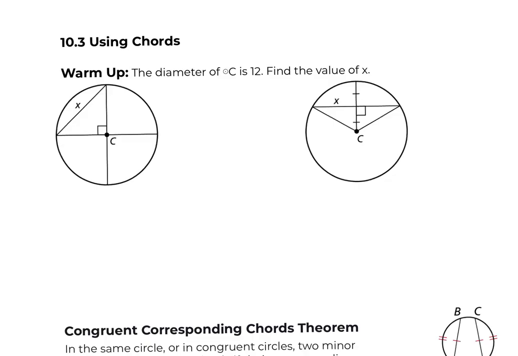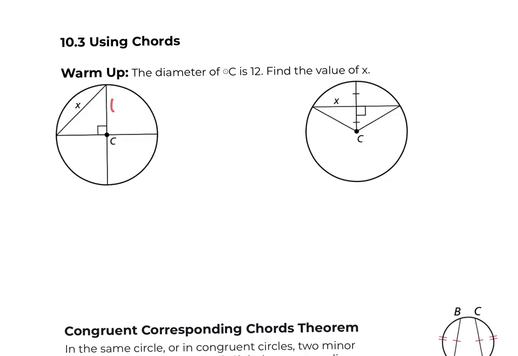The diameter of circle C is 12 on both of these problems. Now, both of these problems look a little bit different. In this case, the diameter is the line that goes from one side of the circle to the other, but it has to go through the center, okay? So we know that this entire thing here is my diameter. If the diameter is 12, then what would my radius be? 6, okay? It would be half of that.